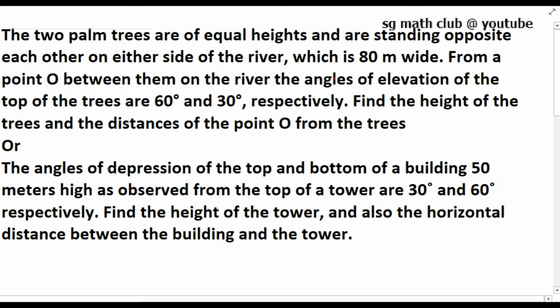Or, the angle of depression of the top and bottom of a building 50 meter high, as observed from the top of the tower, are 30 degree and 60 degree respectively. We need to find the height of the tower, also the horizontal distance between the building and the tower.